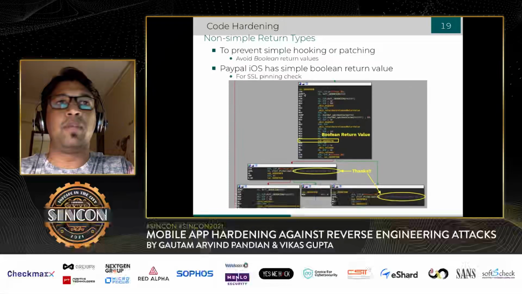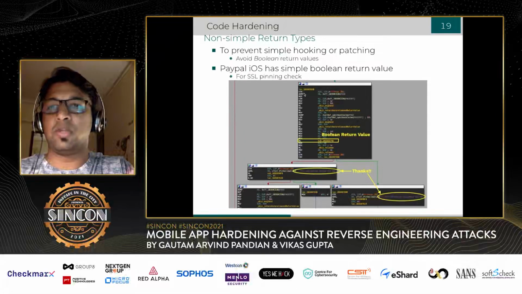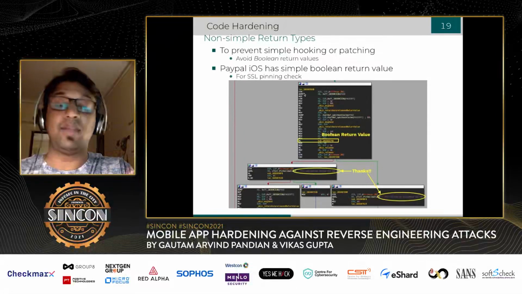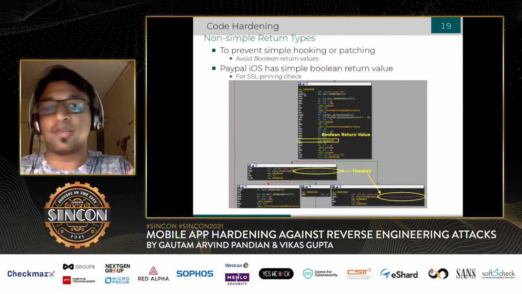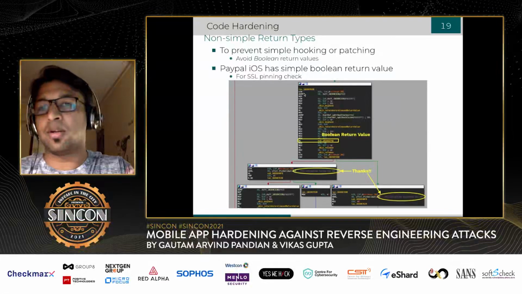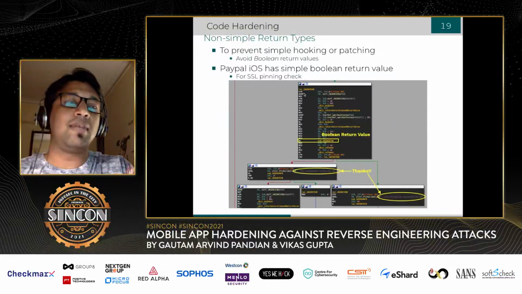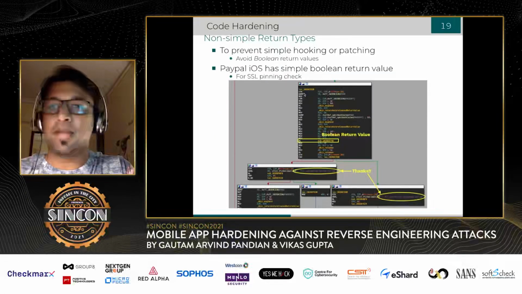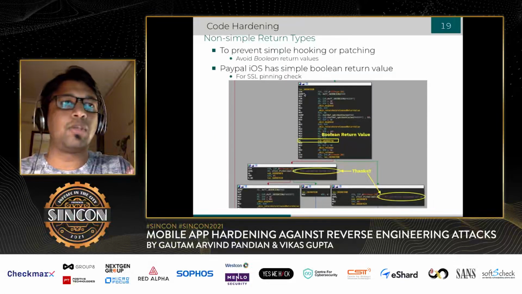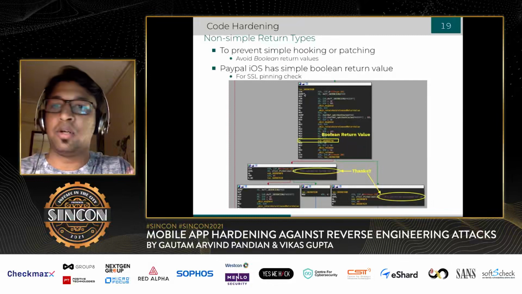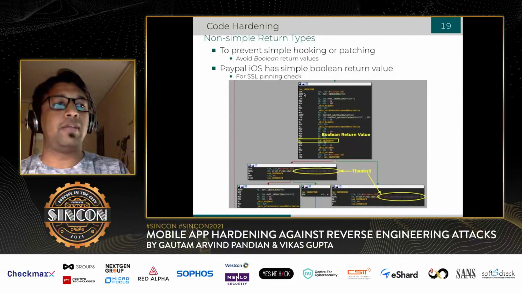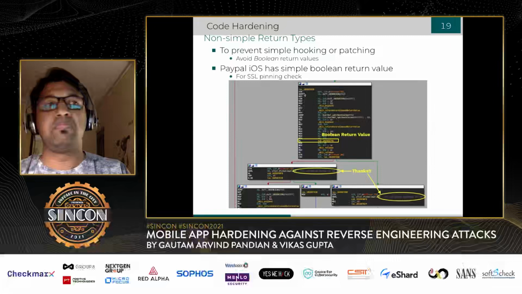But the problem with Boolean values is that it's very easy to patch them or hook them and replace the value. It's also very easy to understand the logic, right? If something true or false is being returned, you know there are only two ways this function can return, and you can just flip the values to figure out which one works for me. So in this case I have an example from the PayPal iOS application, where the logic for SSL pinning is using a Boolean return value, and it's pretty easy to just flip the thing.